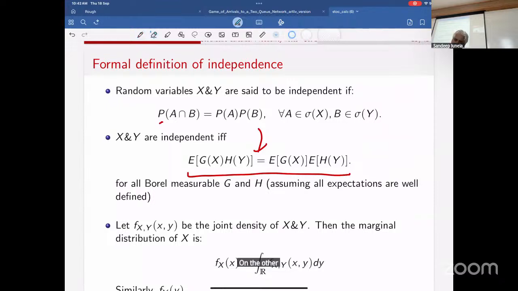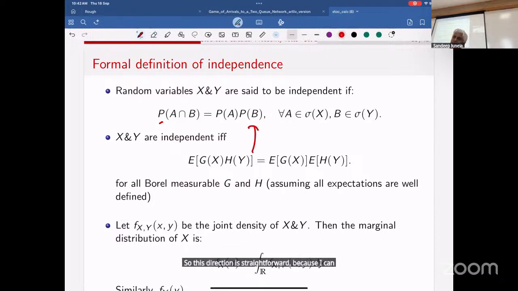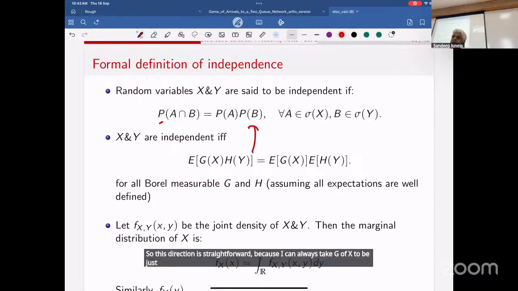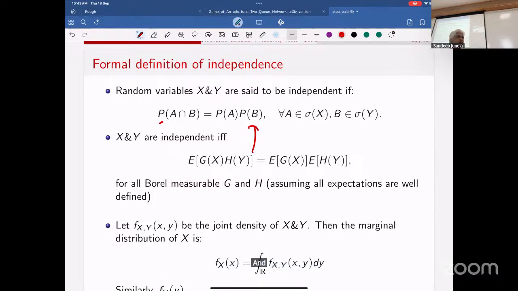On the other hand, the other way around, this direction is straightforward because I can always take G of x to be just the indicator that x is in A, and H of y is just the indicator that y is in B. And then from here, this follows immediately. So is this clear?